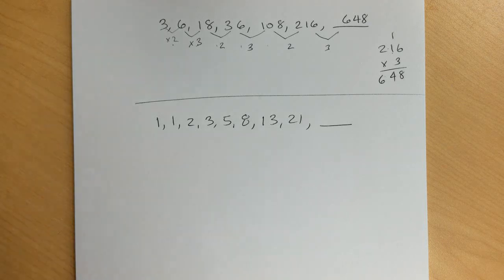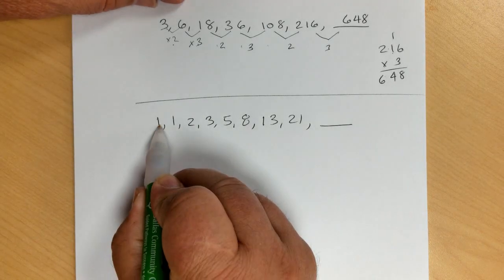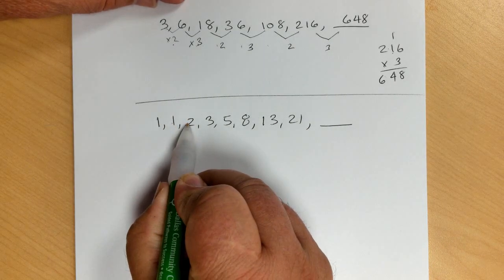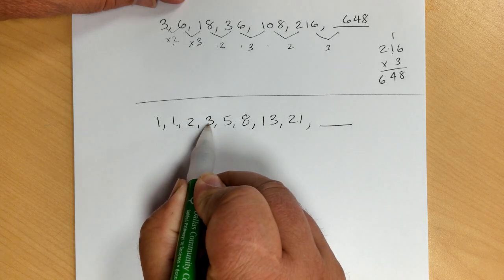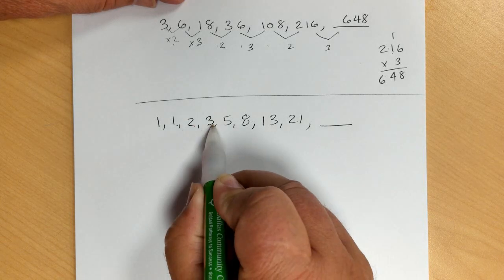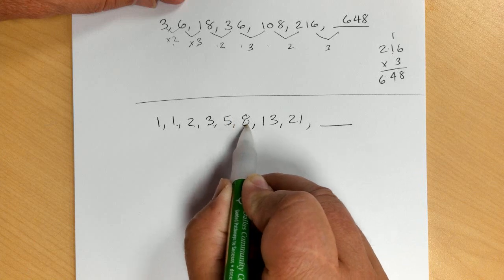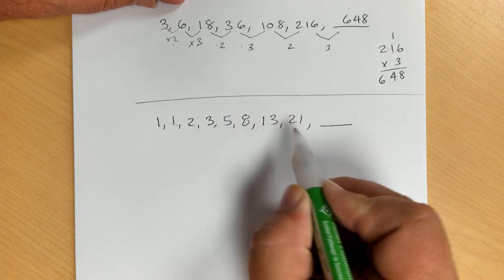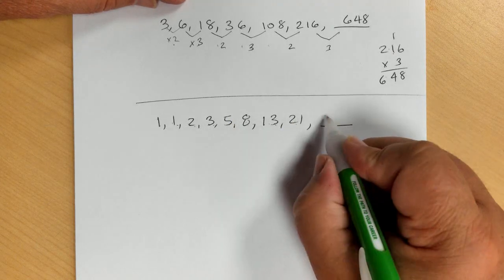Which one? We'll do it again. I think you're right. Yeah, you add 1 plus 1, and then you add 1, 2, 3, and you add. Excellent. Very good. 1 plus 1 equals 2. 1 plus 2 equals 3. 2 plus 3 equals 5. 5 plus 3 equals 8. 5 plus 8 equals 13. 8 plus 13 is 21. So 13 plus 21 is?